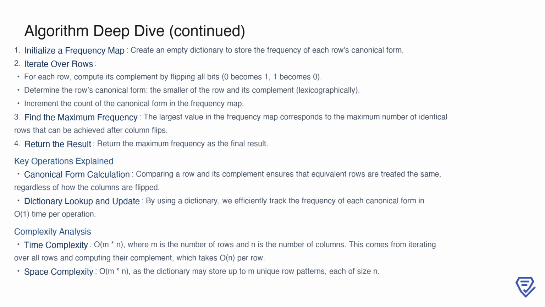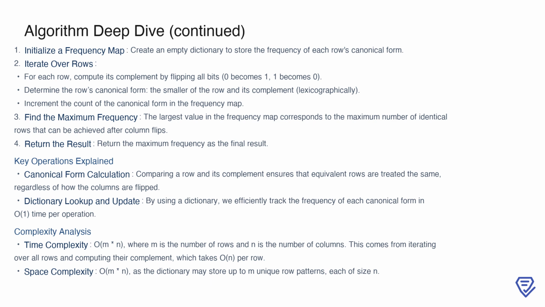The key operations here include calculating the canonical form, which ensures equivalence is handled correctly, and efficiently updating the frequency map using dictionary operations. This approach avoids the need to explicitly flip columns, saving computation time.